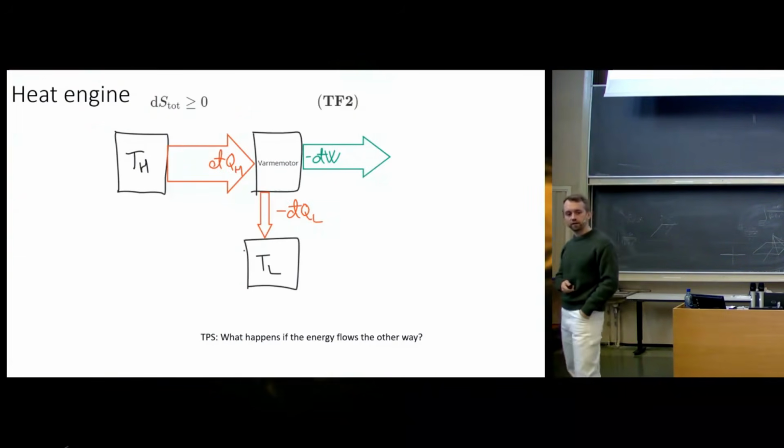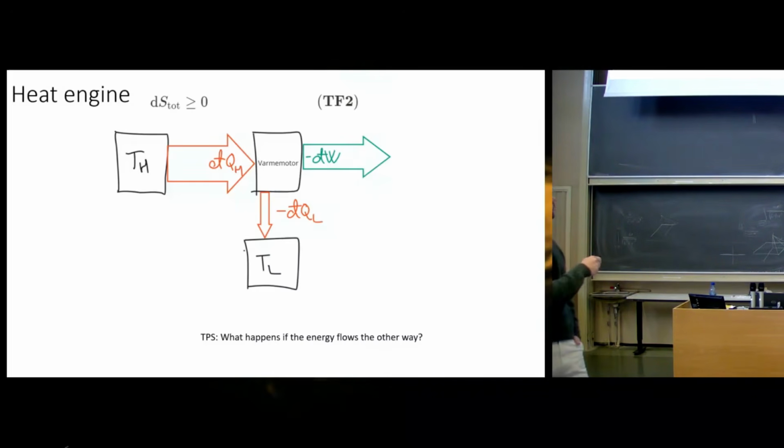And this is a heat engine, right? This is what it does. It takes some heat from a hot reservoir, does some work, and then puts some of that heat into a cold reservoir. So my question now that I would like you to think about, without discussing with each other for 10 seconds, just inside your own minds: what happens if the energy in this diagram flows the other way? You do work to take heat from the cold environment and put it into the hot environment.